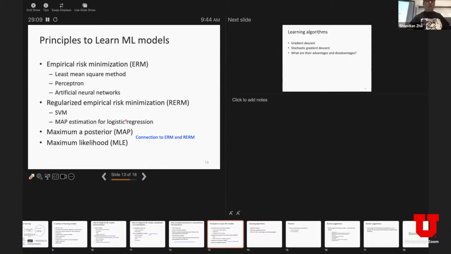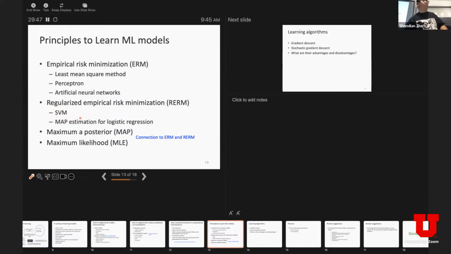So empirical risk minimization is mainly trying to fit data, right? It's trying to fit data as well as possible. But if your data is noisy, or the data is sparse, then this empirical risk minimization can overfit, right? Overfit the data and also hurt its performance, right? So that's why in practice, we often introduce some regularizer to penalize the complexity of the model. So this is called regularized empirical risk minimization, right? Typical examples include SVM and MAP estimation for logistic regression.